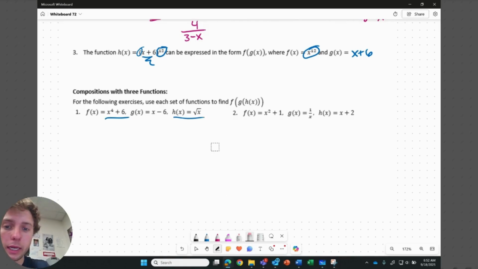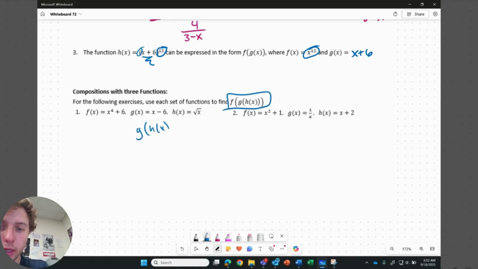All right, let's go ahead and look at the bottom, number 1 and number 2 here. Be careful as you go through this process. Notice we want f of g of h of x. So let's just start with the inside g of h of x. Remember, when we do this composite, we always start with the outside function and we plug in whatever's inside of it. So that means I'm starting with the g function, which is x minus 6, and we are plugging into it. That means I'm getting rid of x and I'm replacing it with whatever h is. That's the square root of x.